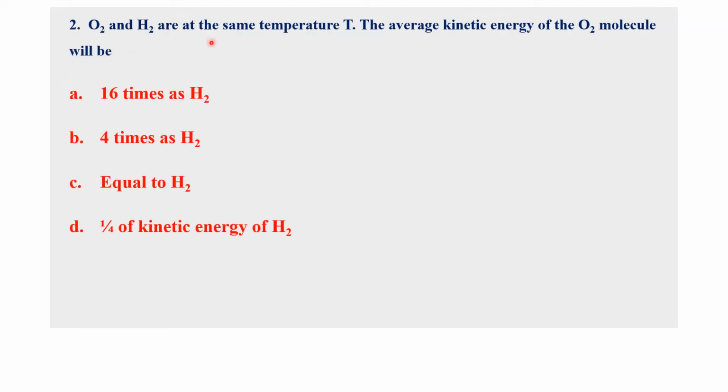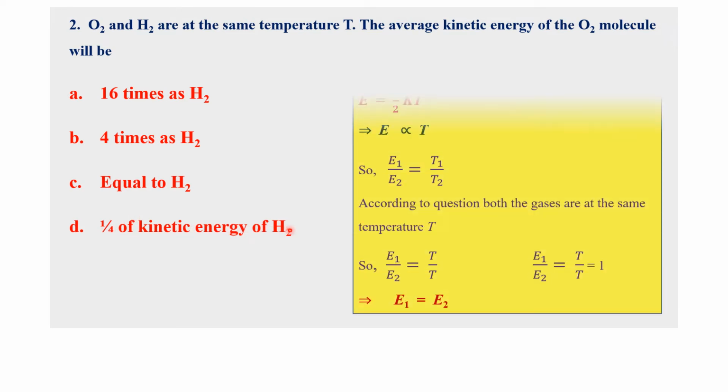Oxygen and hydrogen are at the same temperature T. The average kinetic energy of oxygen molecule will be: 16 times as hydrogen, 4 times as hydrogen, equal to hydrogen, or 1 by 4 of kinetic energy of hydrogen. So we will solve it.